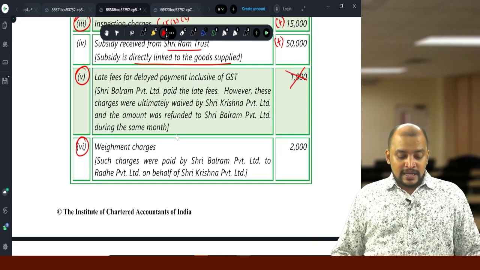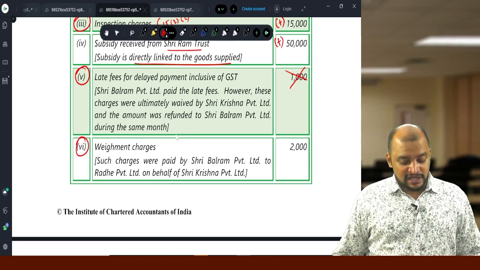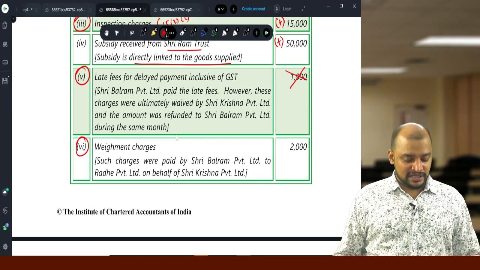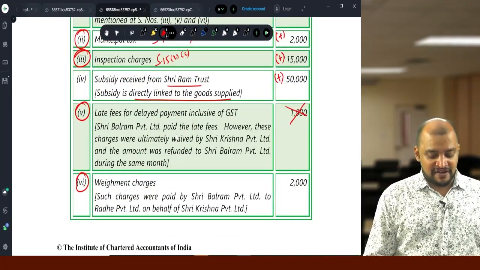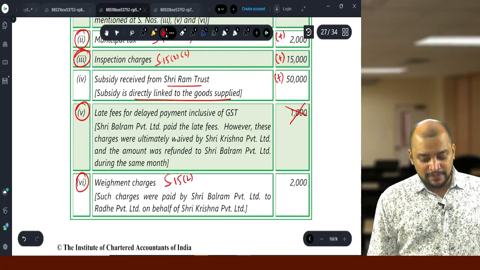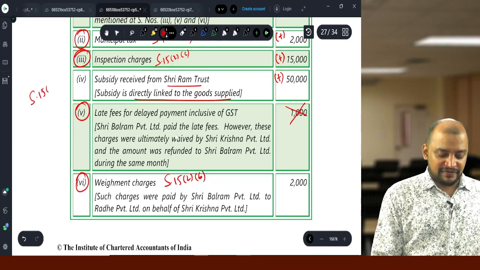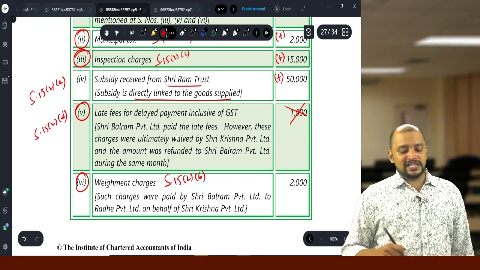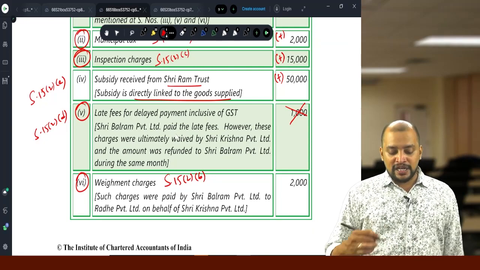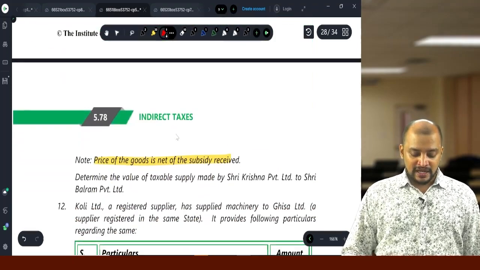Weighment charges. Such charges were paid by Shri Balram Private Limited to Radhe Private Limited on behalf of Shri Krishna Private Limited. So the recipient is making payment to some other person on behalf of the supplier. Section 15 subsection 2 clause B. So this subsidy related point is 15.2e, this interest late fee point is 15.2d, and this payment of charges is 15.2b. It is to be included, in the given price it is excluded, so therefore we need to add.